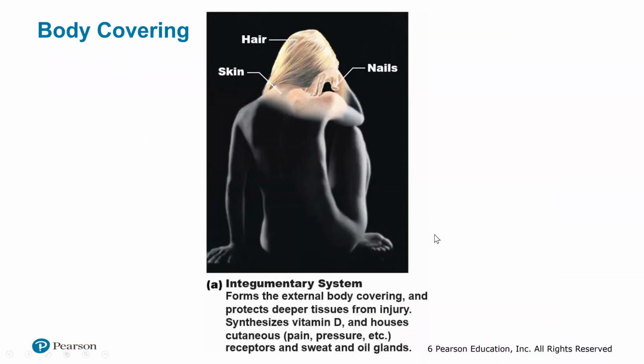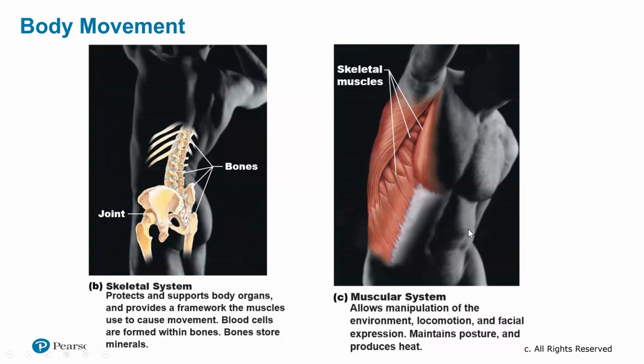Major organs: skin, hair, and nails. It forms the external body covering and protects deeper tissue from injury, also synthesizes vitamin D, and houses cutaneous receptors such as pain receptors and pressure receptors, and also sweat and oil glands.